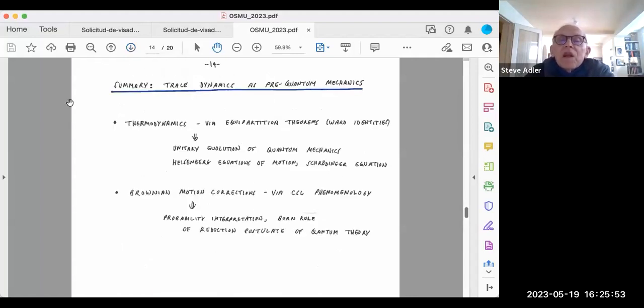So summarizing, trace dynamics is pre-quantum mechanics. There's a thermodynamics via equipartition theorems, which are Ward identities, and you get a unitary evolution of quantum mechanics within the approximations, and Heisenberg equations of motion and the Schrodinger equation when you go back from a Heisenberg picture to a Schrodinger picture. Then there will be Brownian motion corrections, and that, I conjecture, gives you the CSL phenomenology, which leads to the probability interpretation, the Born rule, and the reduction postulate of quantum theory then becomes a theorem in trace dynamics and not an extra postulate. Okay, next slide, please.